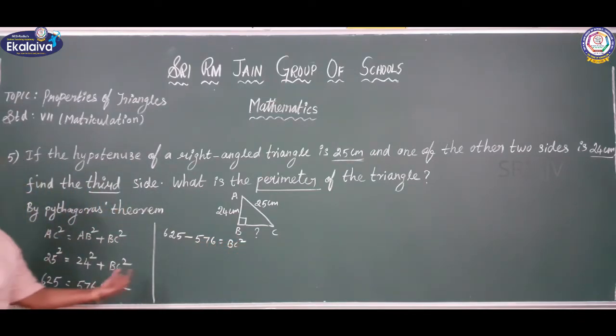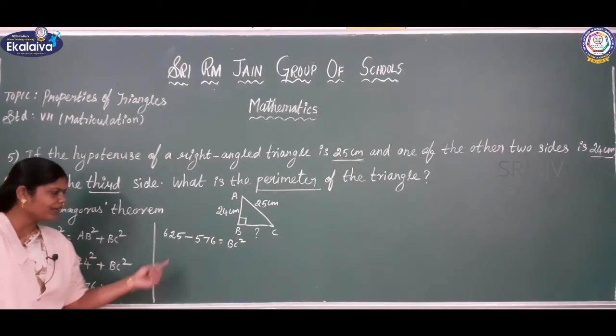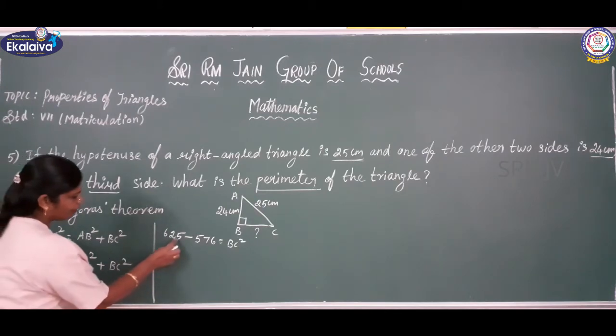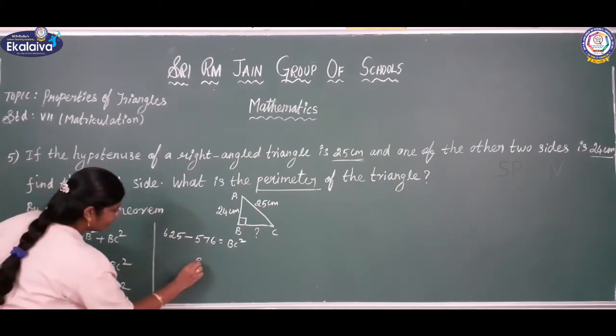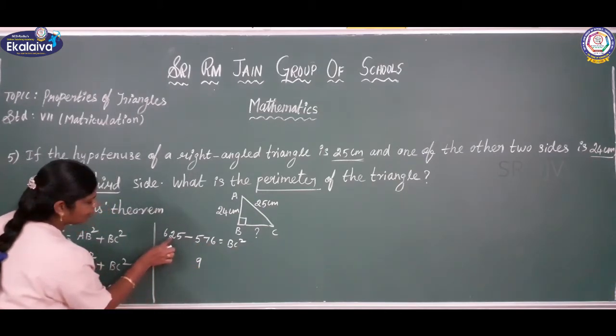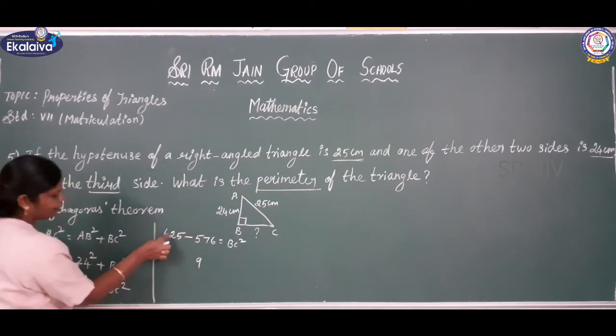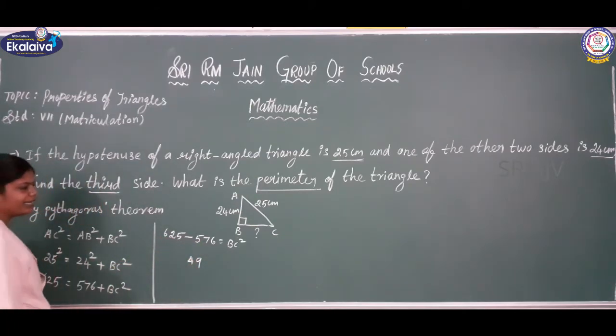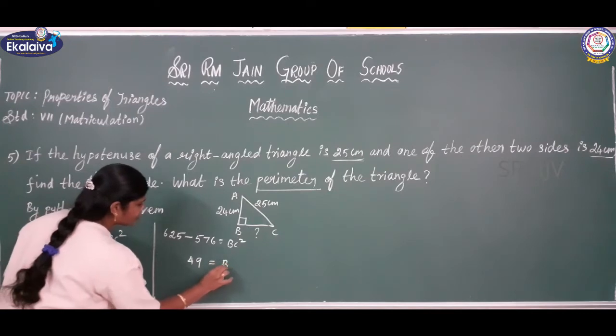Okay. Now you subtract this, children. When we subtract this, what will we get? Here 5 minus 6 we can't subtract. So borrow it. 15 minus 6 you will get 9. And here 1 should be there. And get one number from this. Okay. So in the hundreds place, what you will get? 11. 11 minus 7 is 4. So 49 equal to BC square.